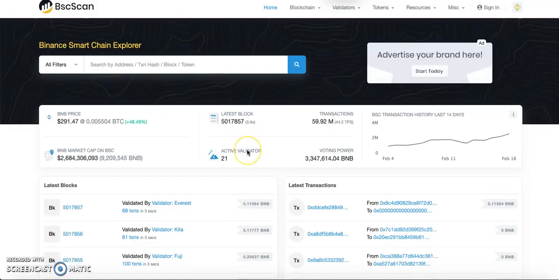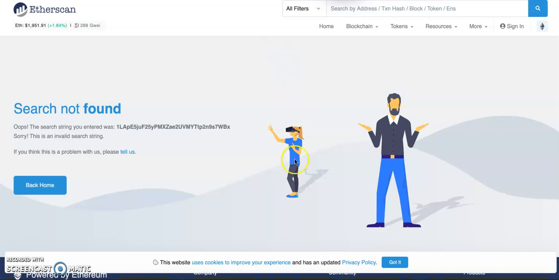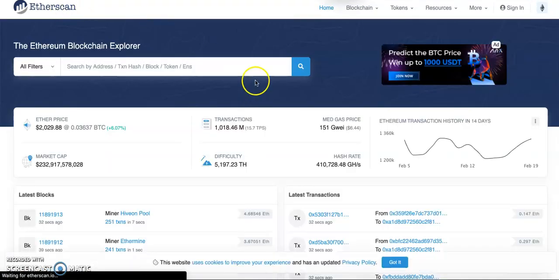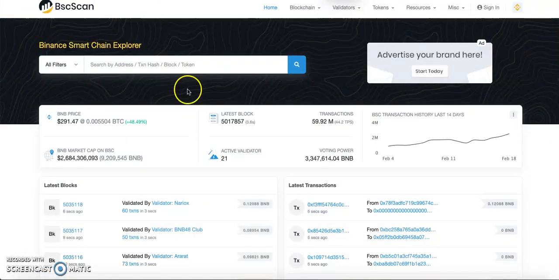Now, this is the BscScan. If you've been using Ethereum for a long time, you would know that this is just similar. This is just a copy of Ethereum, which is not bad. This is the blockchain space, you can copy whatever you want to. So this is Etherscan, which is a block explorer of Ethereum, and this is BscScan. It looks exactly the same, so it's just a mere copy.